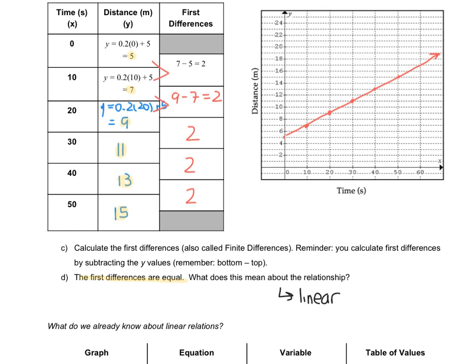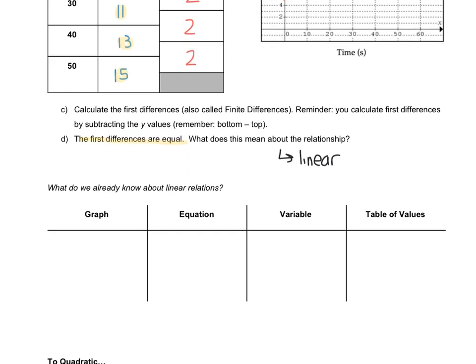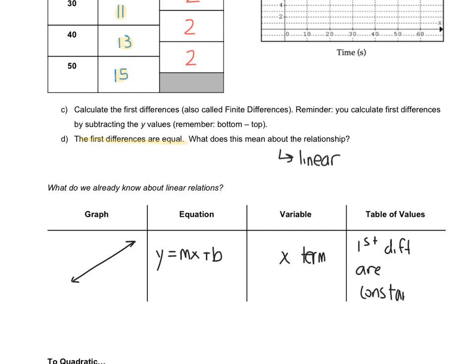And these are things we already knew from grade 9. So, graphically, you just have a straight line. Your equation, y equals mx plus b, is the hint that it is linear. In terms of your variable, and I'm going to focus on the x here, you only have an x term. Not x squared or x cubed, not x to the power of a negative number, it is just x. And for your table of values, your first differences are constant or equal. So that is all review, hopefully.